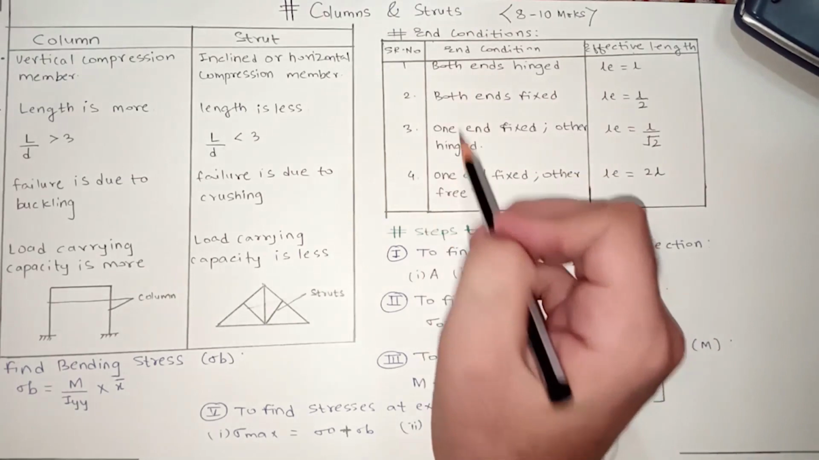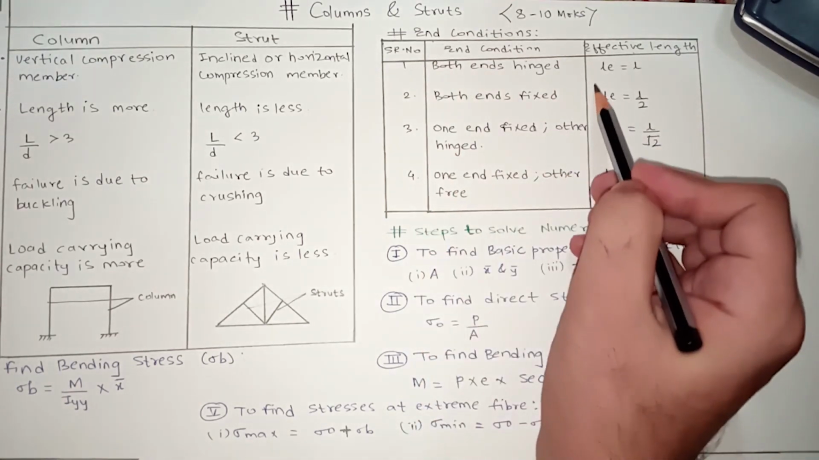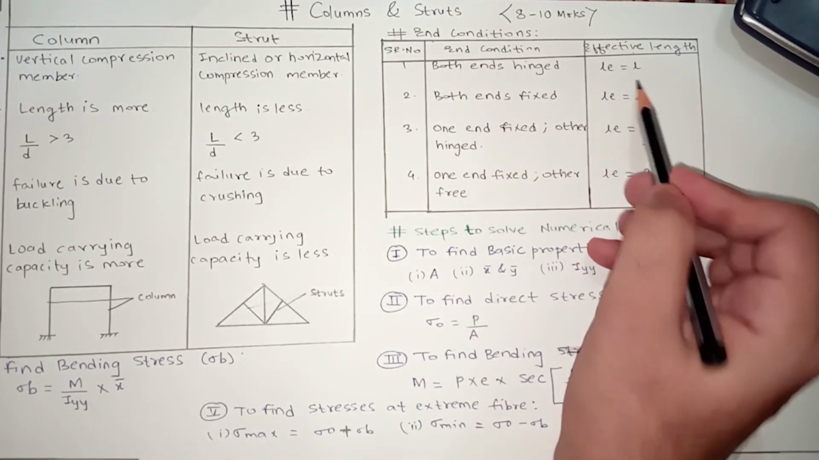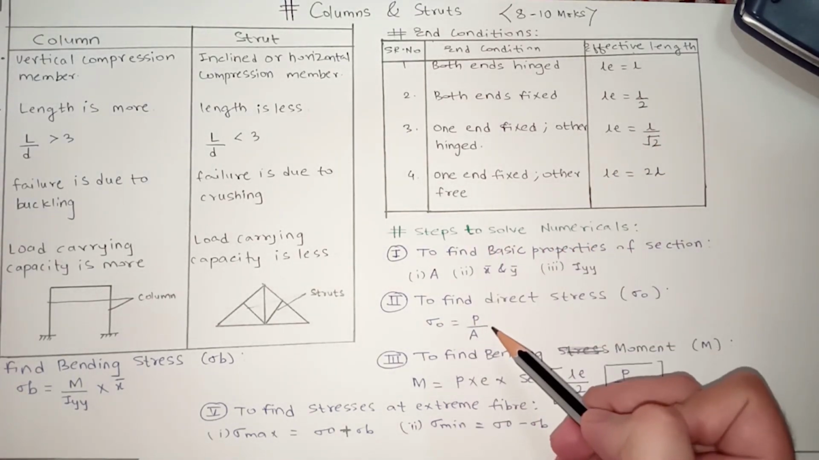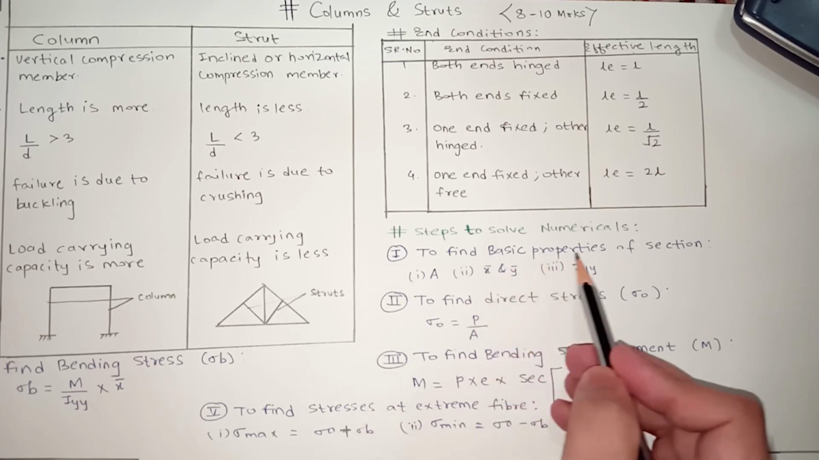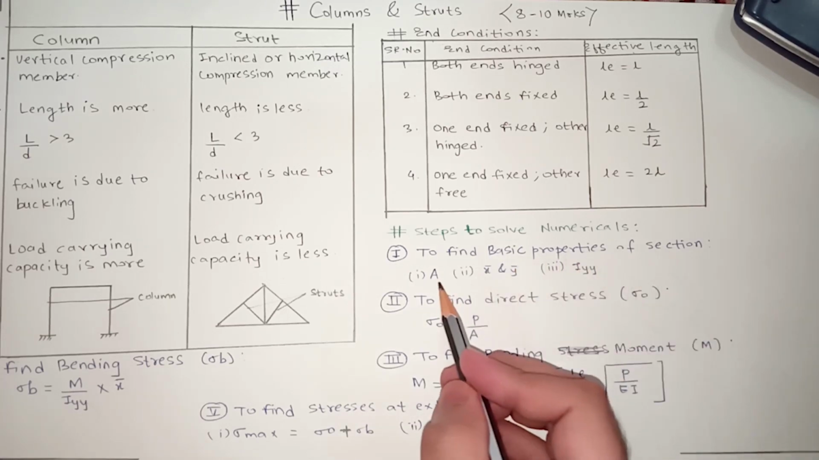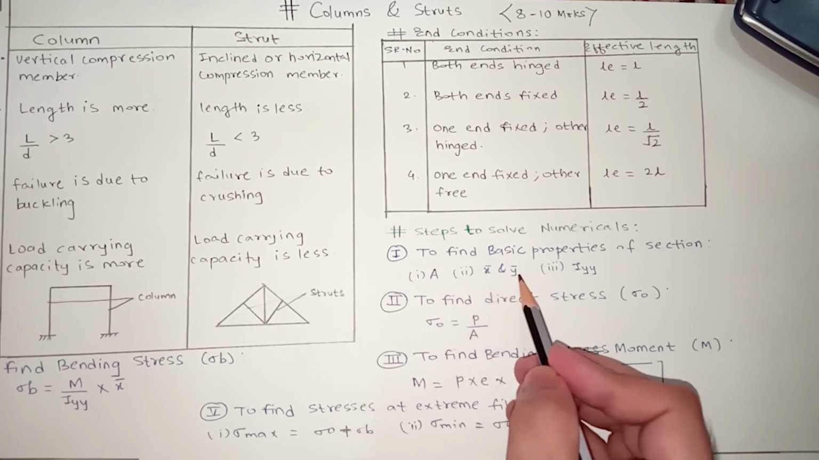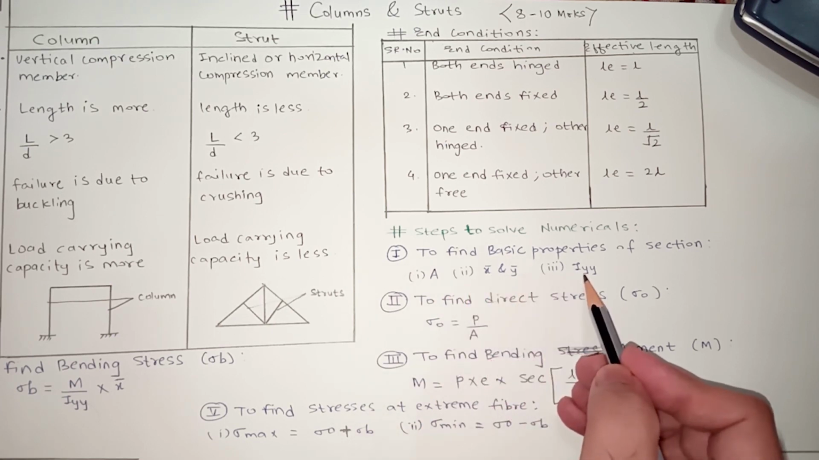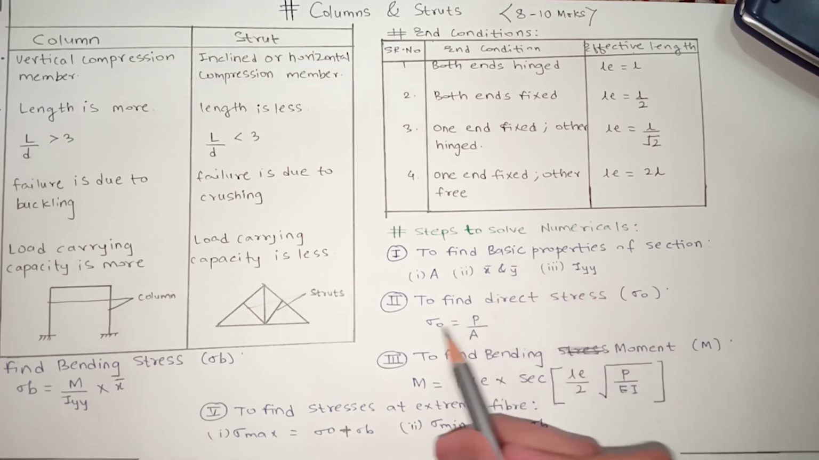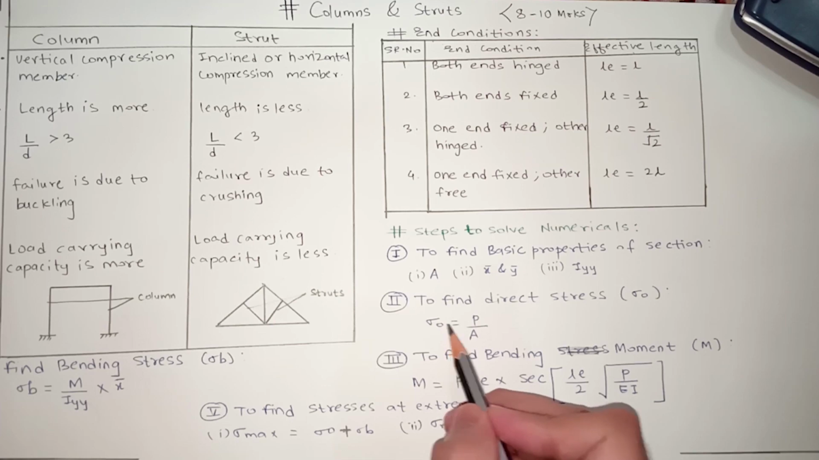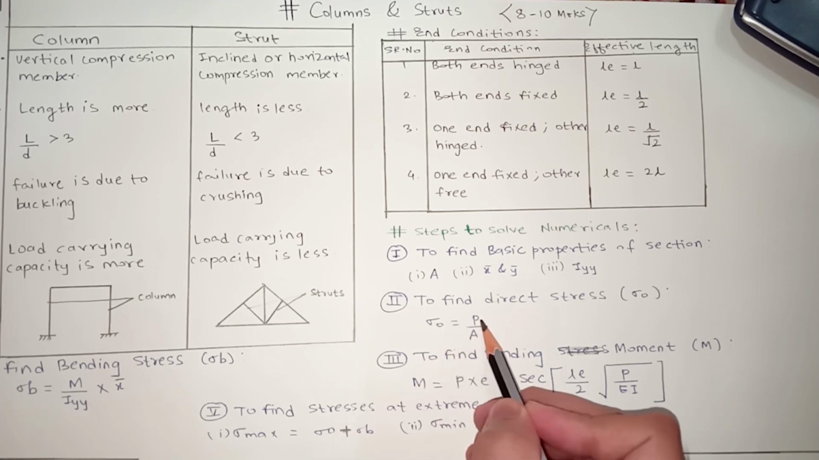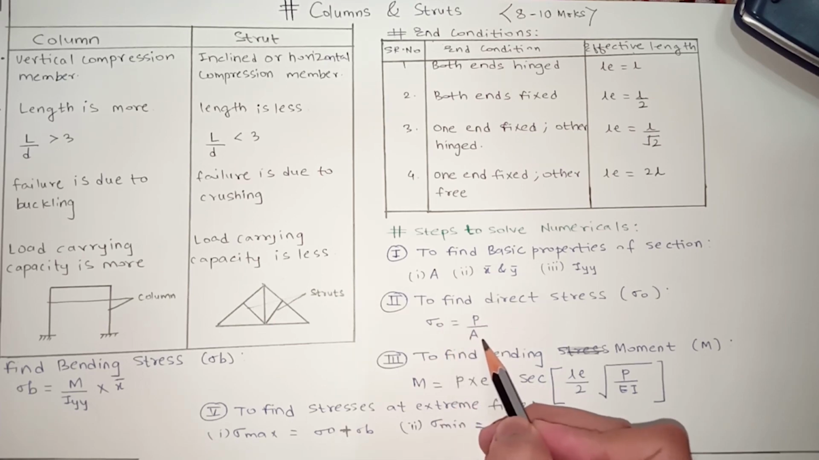So these are the end conditions and these are the formulas that are supposed to be used to find effective length. Now let us see the steps to solve a numerical. The first step is to find basic properties of the section, that is, we need to find the area of the section, the centroid x bar and y bar, and the inertia about the y axis. The second step is to find direct stress, that is sigma O, and sigma O is equal to P upon A, where P is the given load and A is the area of the section.